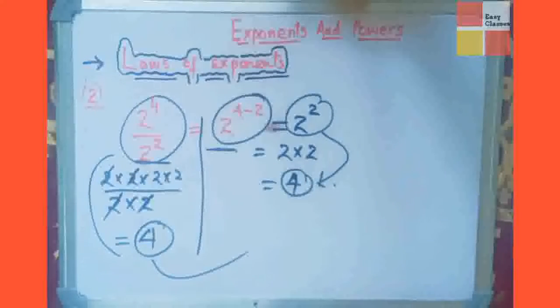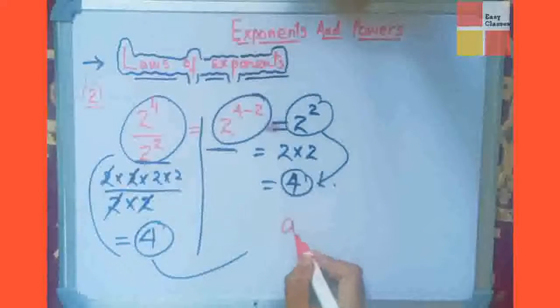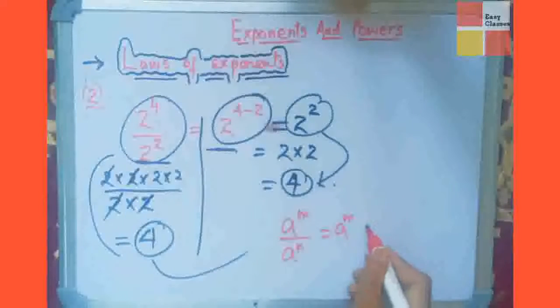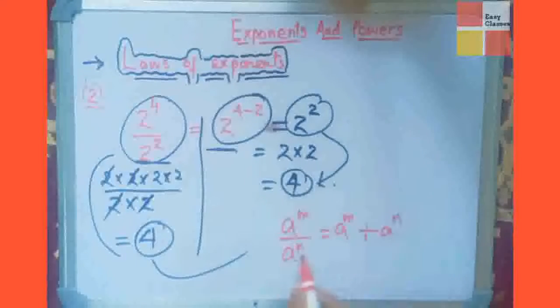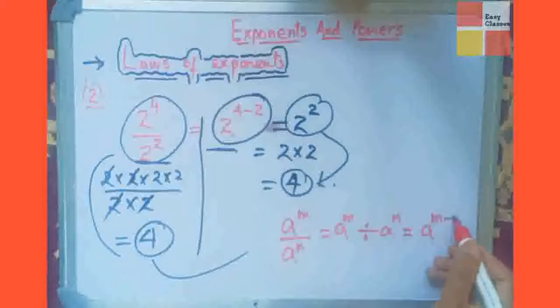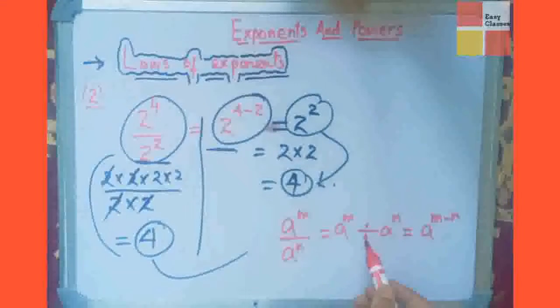So we can put it in a general form. Say for example, a raised to power m divided by a raised to power n. You can symbolize the operation of division in this way or in this way. So this is equal to a raised to power m minus n. In case of division, the powers are subtracted, but in case of multiplication, the powers are added. But the provision is that the bases should be the same.